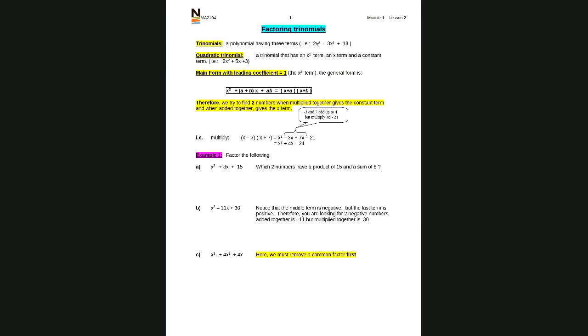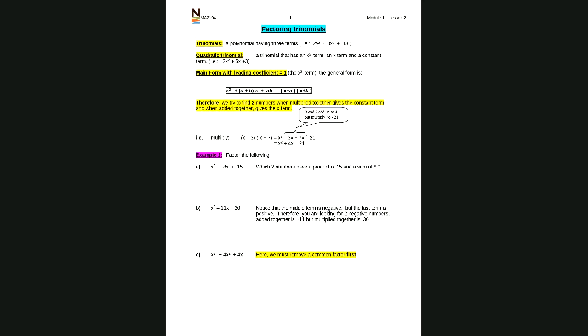Hello, in lesson 2 we will learn another factoring technique. This is a trinomial type of factoring. Now a trinomial just means that we have three terms. However, a quadratic trinomial is a special trinomial because the leading term has an x squared term in it, the middle term has an x term in it, and then there is a constant term.